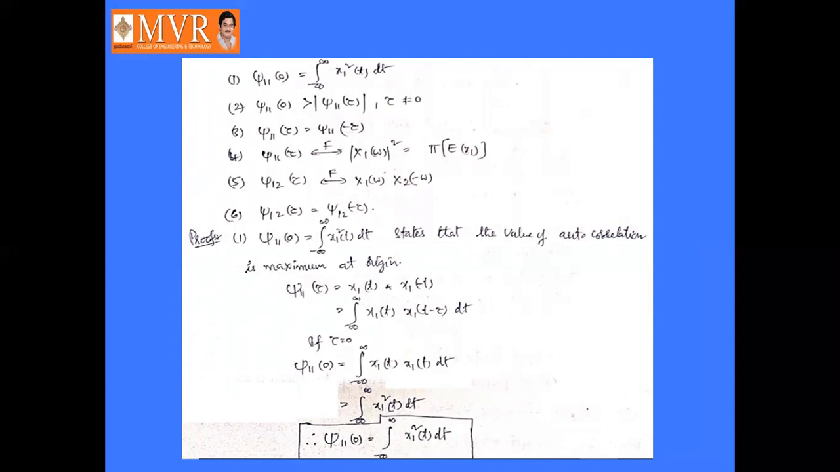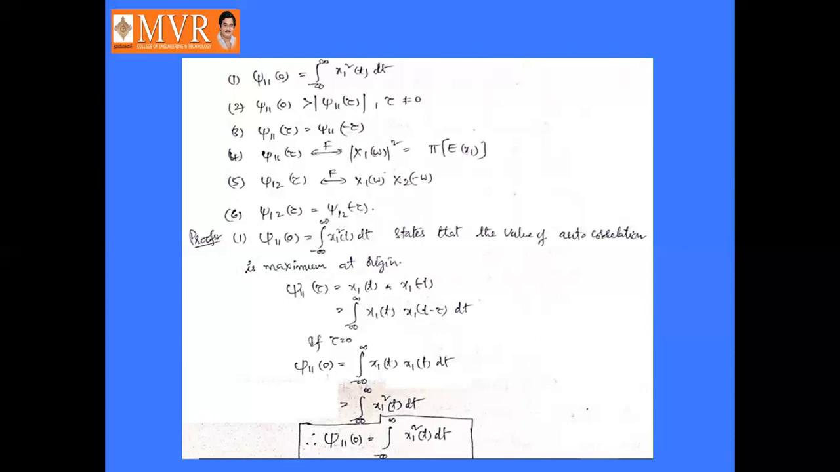Third one is J11 of tau equal to J11 of minus tau, right? And fourth one is the Fourier transform of J11 of tau is mod of X1 of omega whole square, that is equal to the energy of the signal x1 of t, right? And the fifth property, the Fourier transform of J12 of tau is X1 of omega into X2 of minus omega. And the last property is J12 of tau is equal to J21 of minus tau.